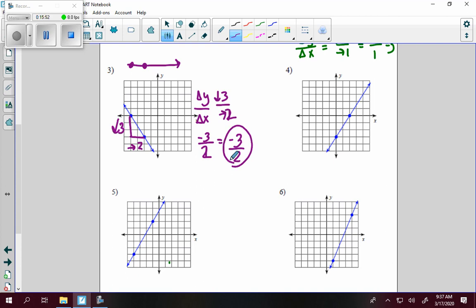All right, the next one, I'm going to go from this point to this point. So that means I'm going to start here and then go up and over. So I'm going to go up 1, 2, 3, and then over 2. So my slope would be 3 over 2, which would be just 3 over 2.